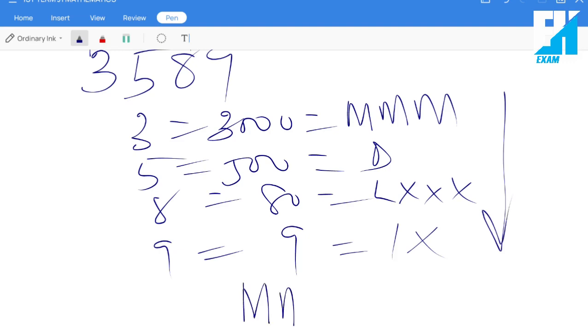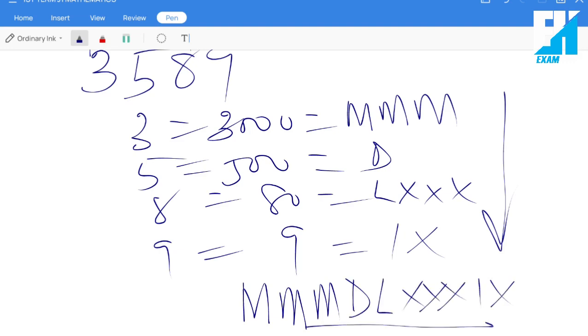So you join it together, which is going to be M D LXXXIX. That is your final answer. It's very simple. So always use that method, and that will give you a clear knowledge of what you actually wanted to do. So let's move on to the next one.